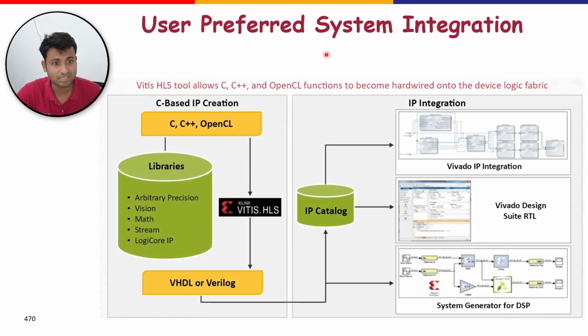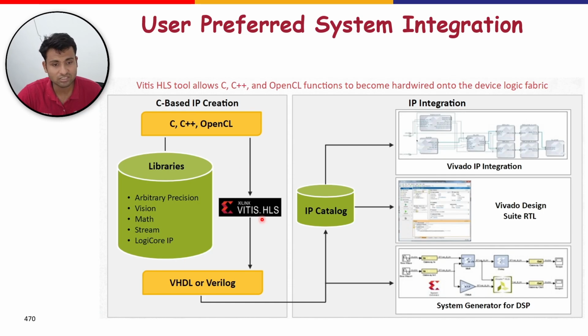The Vitis HLS is a high-level synthesis tool that allows C, C++, and OpenCL functions to become hardwired onto the device logic fabric and to the RAM and DSP blocks. It implements hardware kernels in the Vitis application acceleration development flow and uses C, C++ code for developing RTL IP for FPGA designs in the Vivado design suite. Here we will go through the C++ based IP creation flow of the Vitis HLS tool.